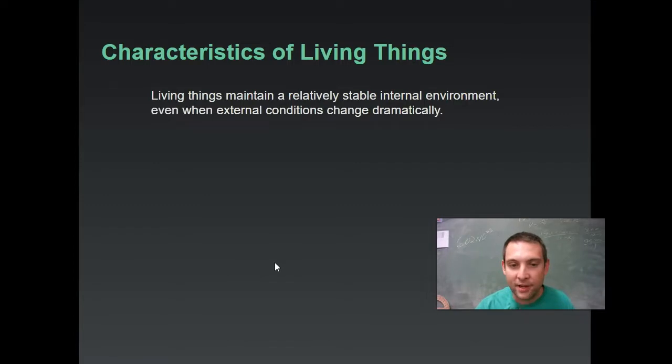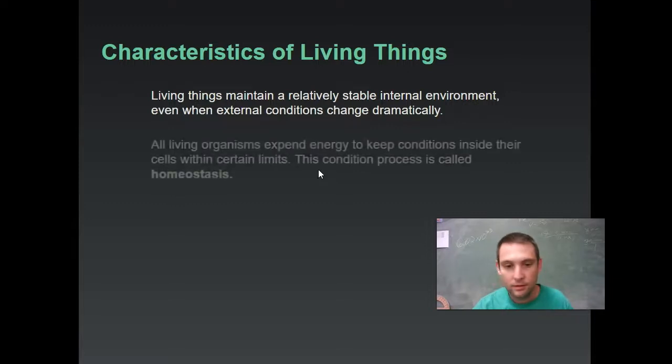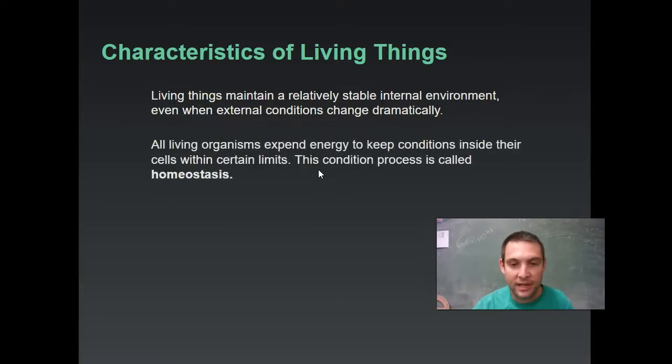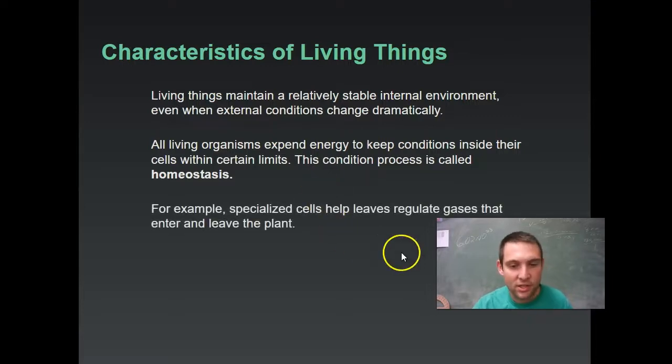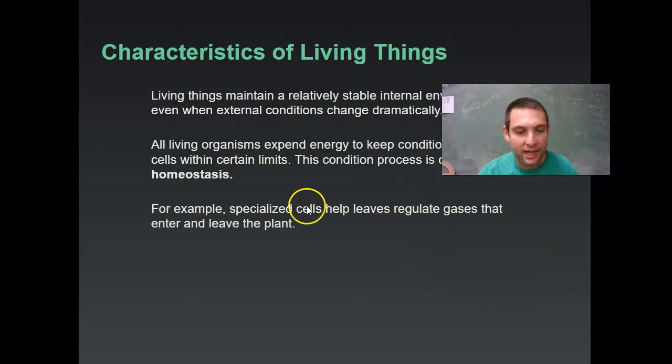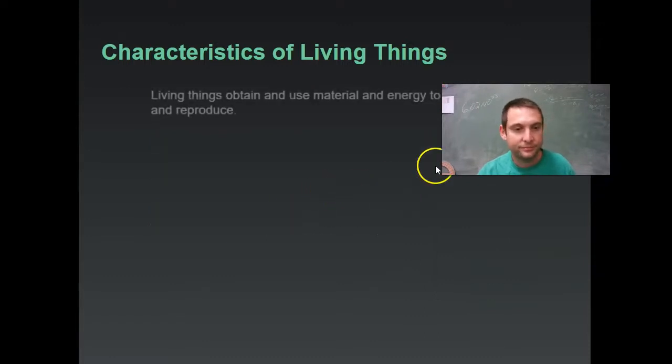Living things maintain a relatively stable internal environment, even when external conditions change dramatically. All living organisms expend energy to keep conditions inside their cells within certain limits. This condition is called homeostasis. For example, specialized cells help leaves regulate gases that enter and leave the plant.